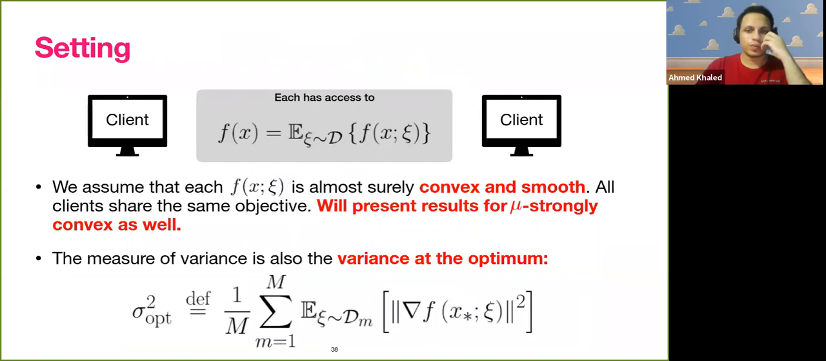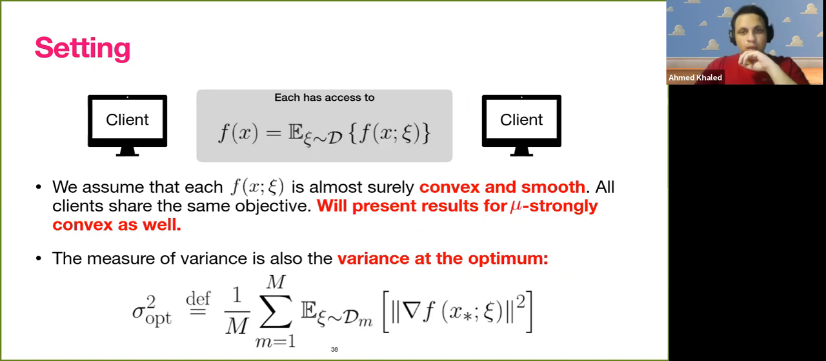All right, so the quantity of interest here is the variance at the optimum, and now it is just defined according to the sampling. And because we allow the sampling on each node to be different, we have to get this sum. If all of the sampling distributions on the nodes are the same, then we would just be getting one term, which is the expected nabla f of x star given z, where z is the source of randomness. Okay, and in this case, we will also present results for new strongly convex functions. Like here, our paper actually did both of these.